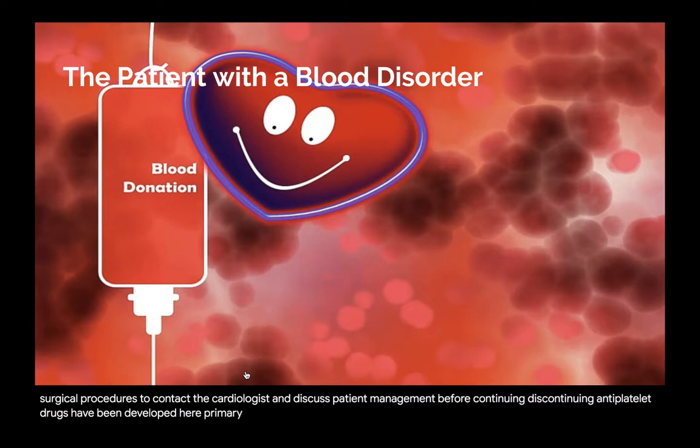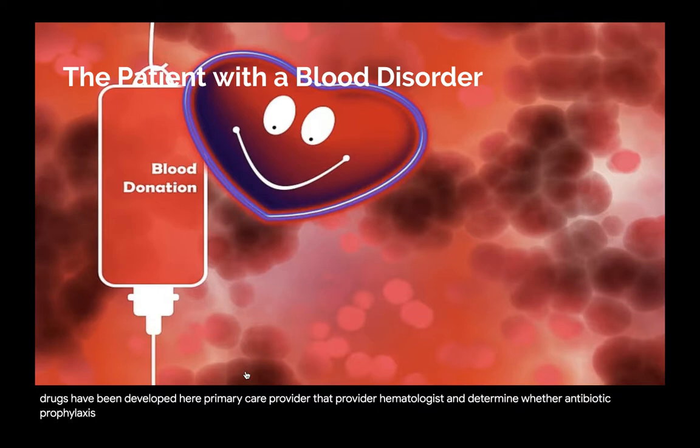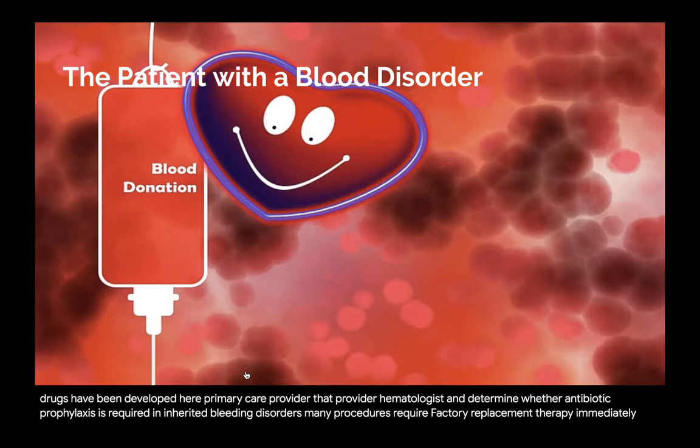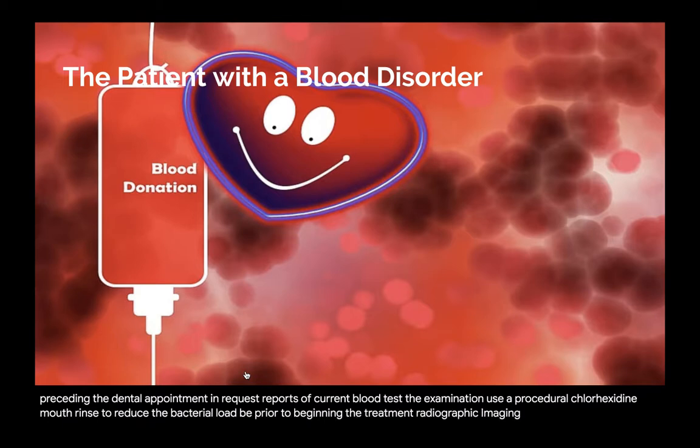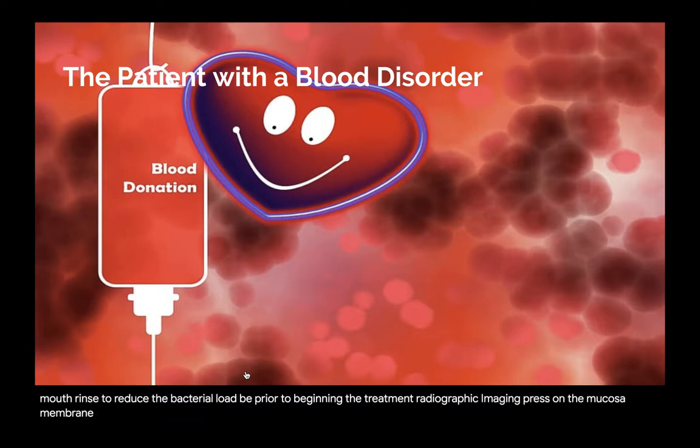Consult the primary care provider and hematologist, and determine whether antibiotic prophylaxis is required. In inherited bleeding disorders, many procedures require factor replacement therapy immediately preceding the dental appointment, and request reports of current blood tests. The examination: use a pre-procedural chlorhexidine mouth rinse to reduce the bacterial load prior to beginning the treatment. Radiographic imaging: films or sensors can cut and press on the mucosal membranes. Exercise care in placement to avoid bleeding and hematoma.